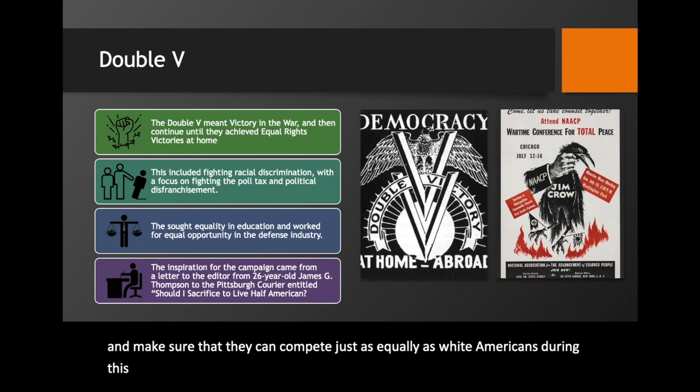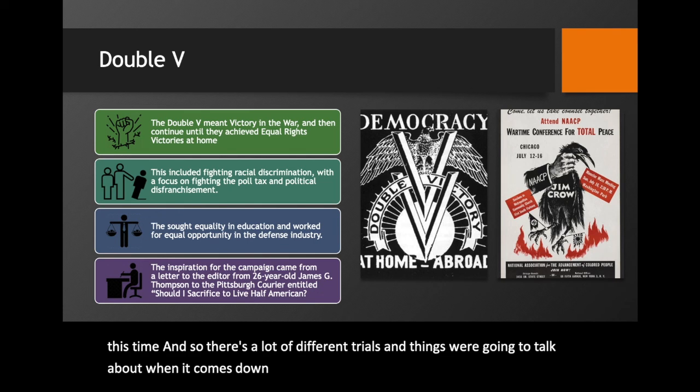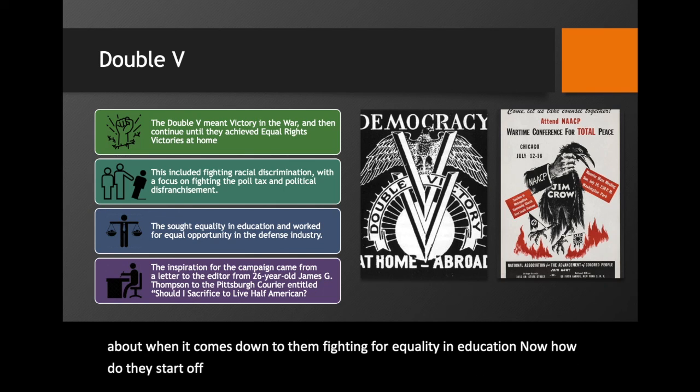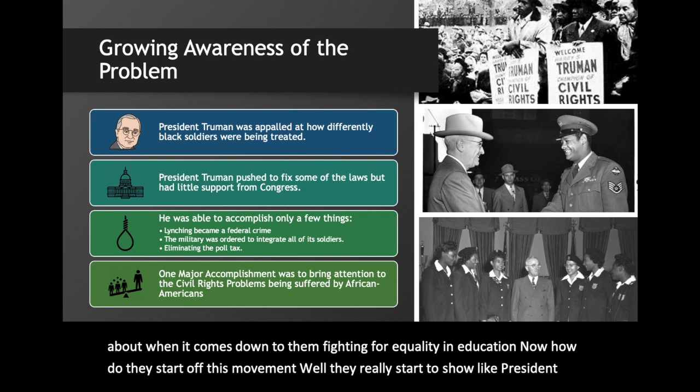And so there's a lot of different trials and things we're going to talk about when it comes down to them fighting for equality in education. Now, how do they start off this movement? Well, they really start to show, like President Truman, some of the problems that were happening.